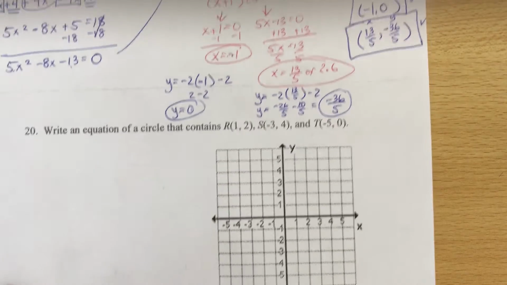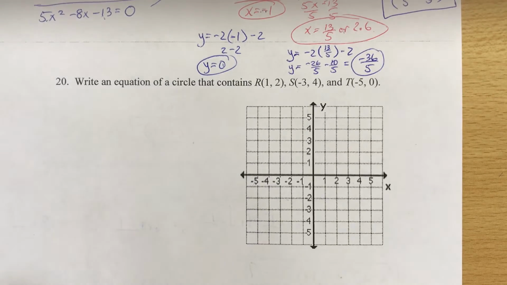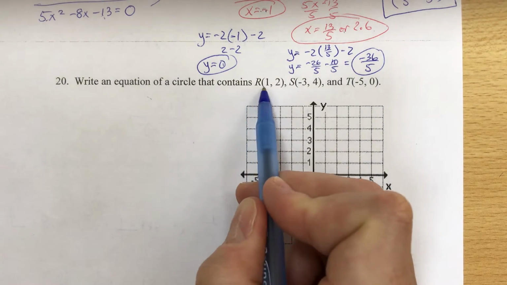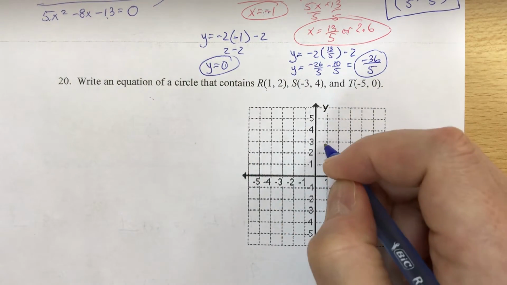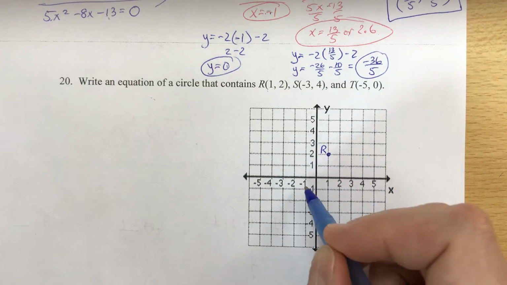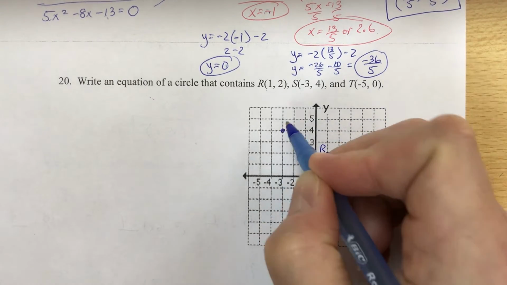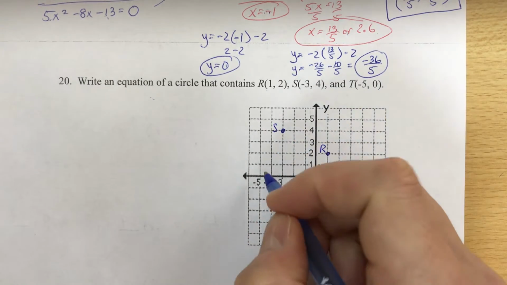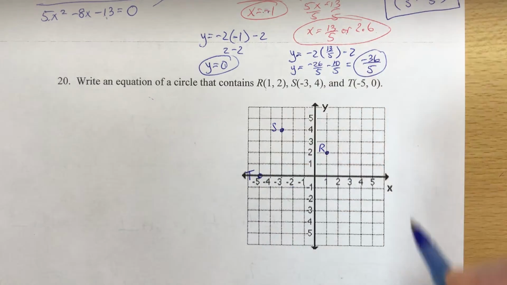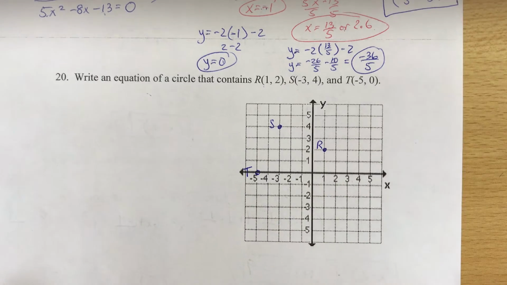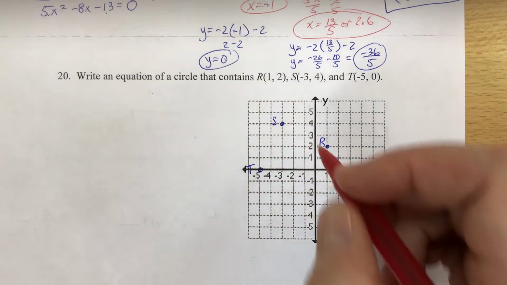Last problem here, 20. Write an equation of a circle that contains r, 1 comma 2, s, negative 3 comma 4, and t, negative 5 comma 0. Now this one, there are a couple ways to do this, and I'm going to show you that in this situation there's kind of a shortcut.